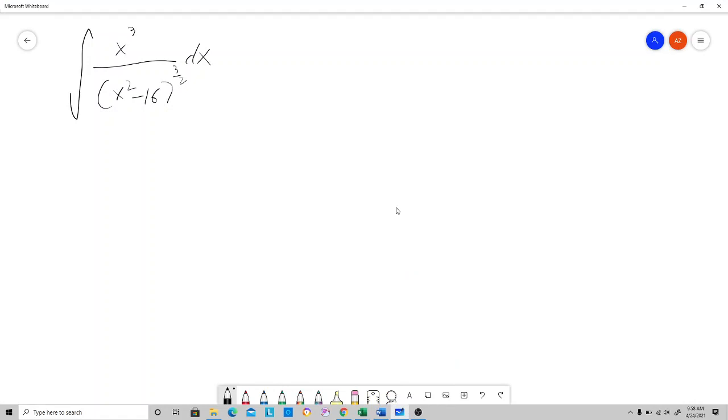Hello, I'll be going over this integral. With this integral, if we use substitution in the denominator, it's not really going to work in the numerator. So we're going to have to do trig substitution for this.